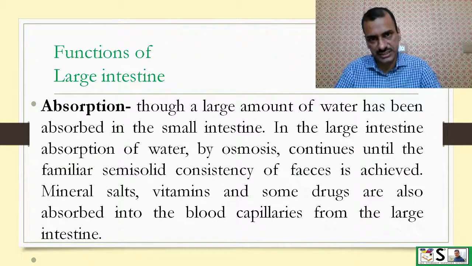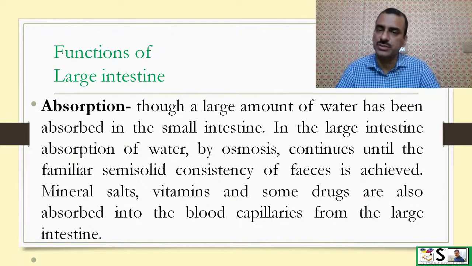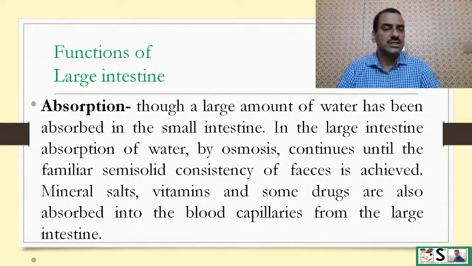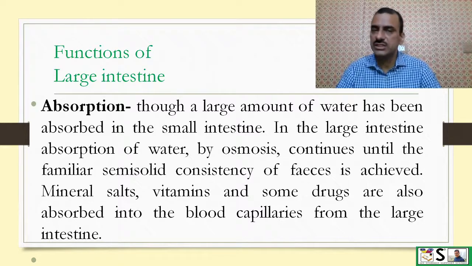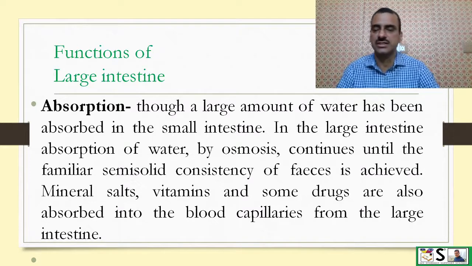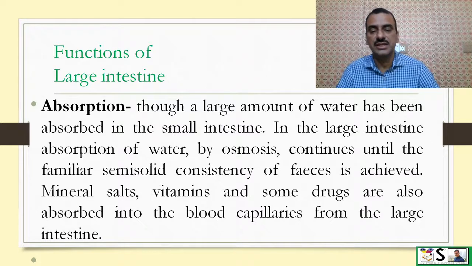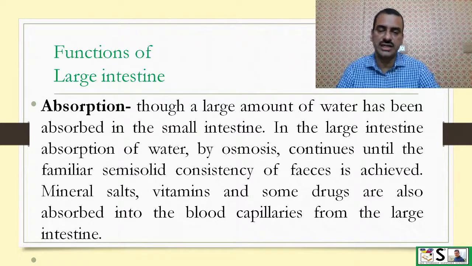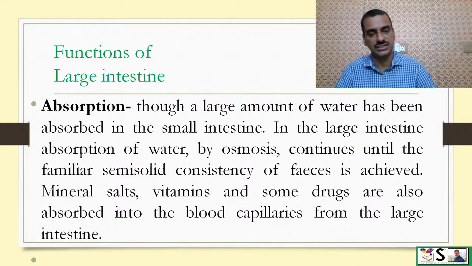Functions of large intestine. First function is absorption. Though a large amount of water has been absorbed in the small intestine, in large intestine absorption of water by osmosis continues until the familiar semi-solid consistency of feces is achieved. Mineral salts, vitamins and some drugs are also absorbed into the blood capillaries in the large intestine.